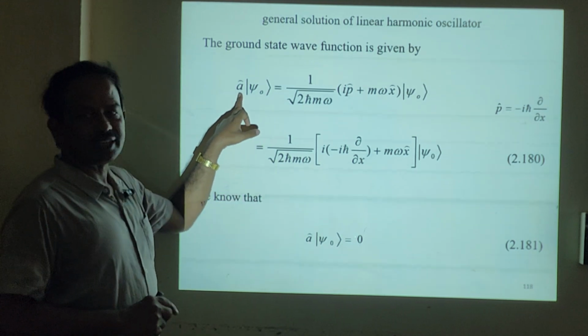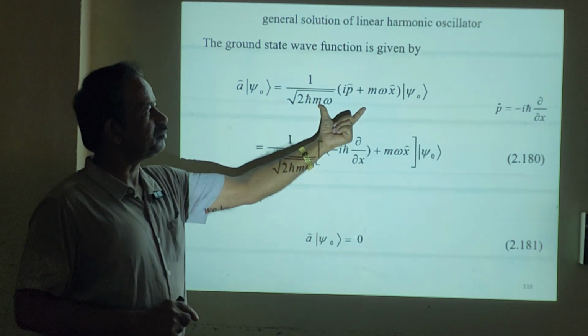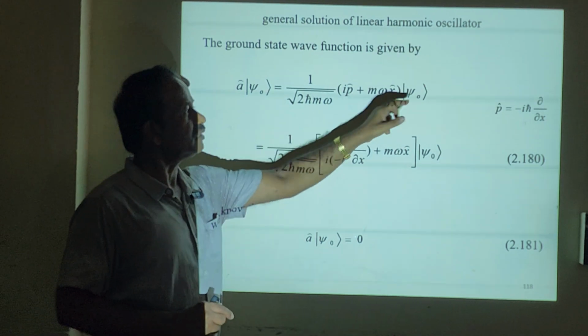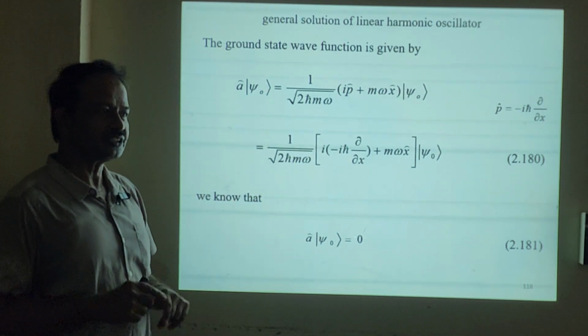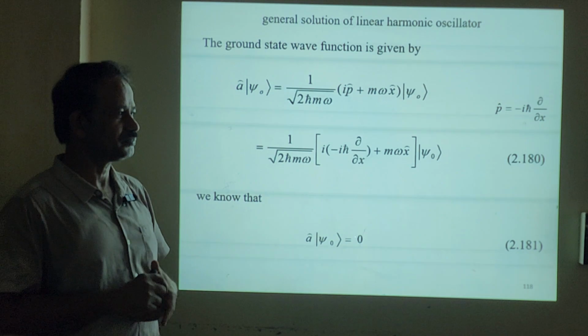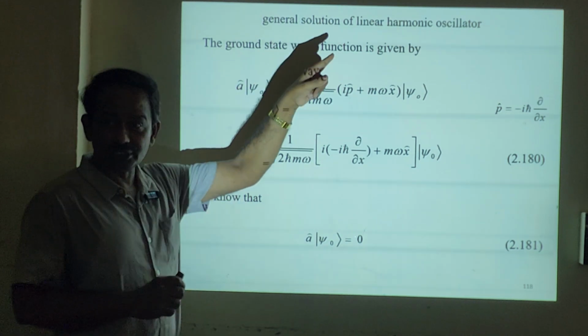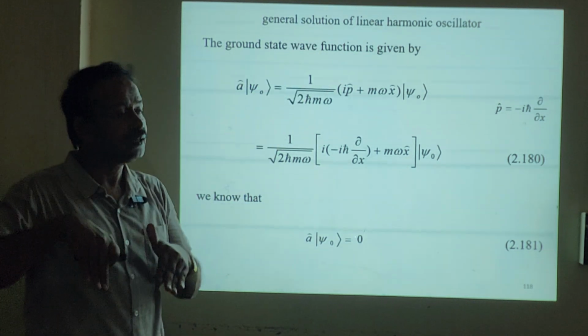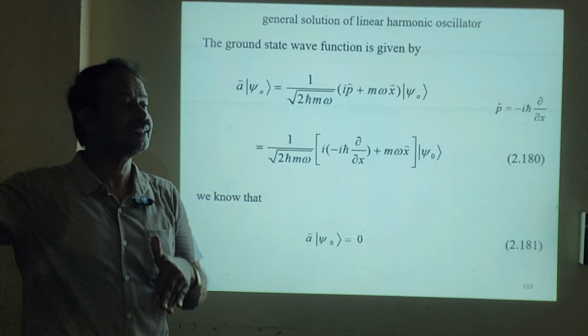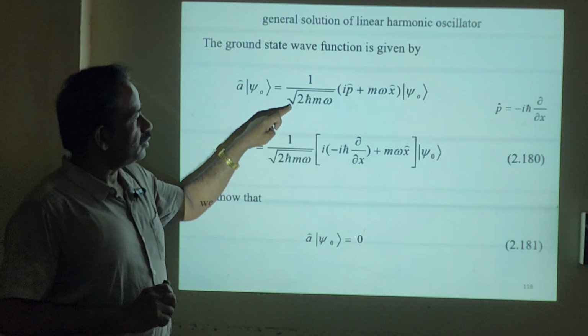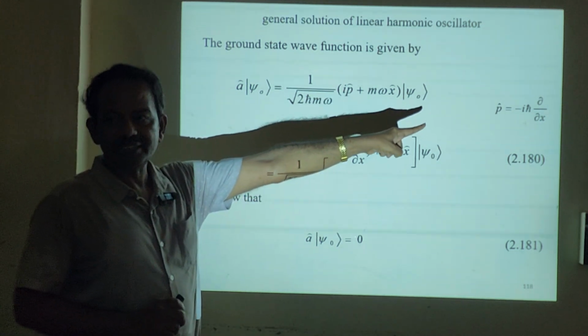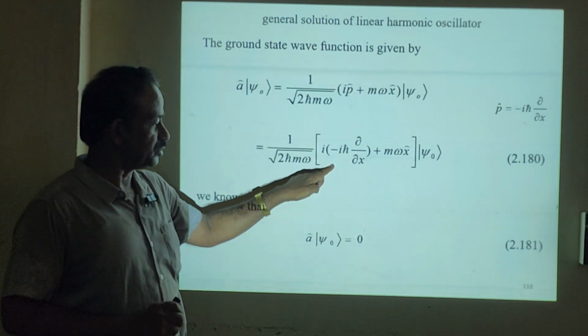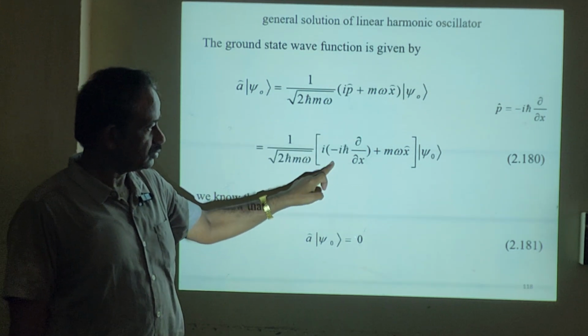So what is the expression for A operator? This is nothing but this. So this is the operator on ψ0, the ground state. That's why ψ0. We are going to get the general solution for the ground state as well as for the excited states. So now instead of p you can write minus iħ d/dx. You substitute here. Okay. So this will become 0.